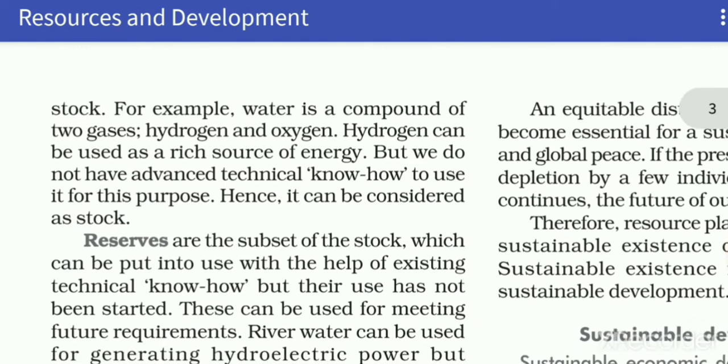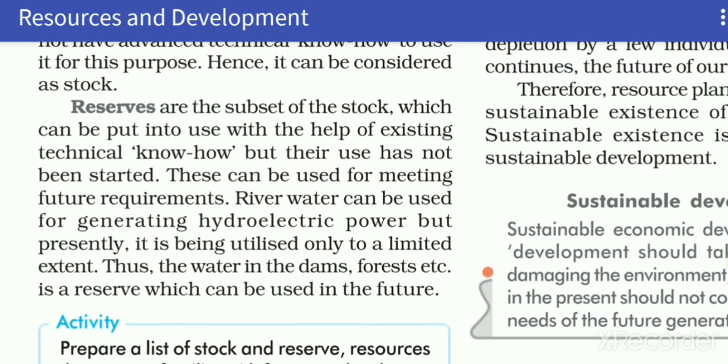And the last one is reserves. These are the subset of the stock which can be put into use with the existing technology, but their use has not started as it is left for future generations. For example, rivers can be used for construction of dams, but not all the rivers of India have been used for this purpose.